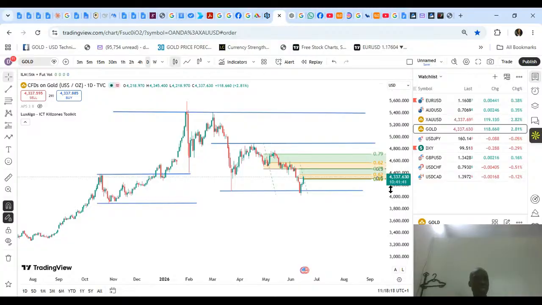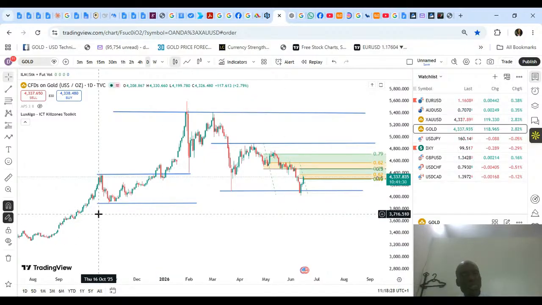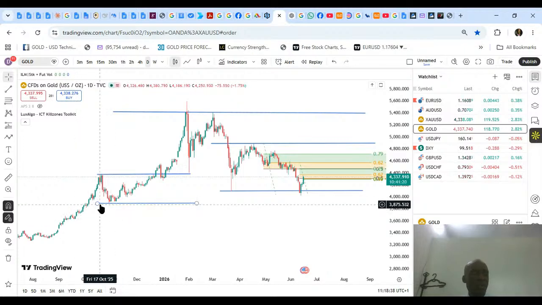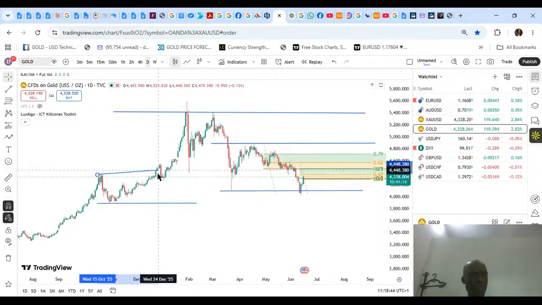Now if we look at the daily time frame of gold, if you're wondering whether it is in an uptrend or in a downtrend, we use the basic principles of trending. Now here we see from this low, it breaks through this structure. There's a break of structure here, and then the market creates a new high.